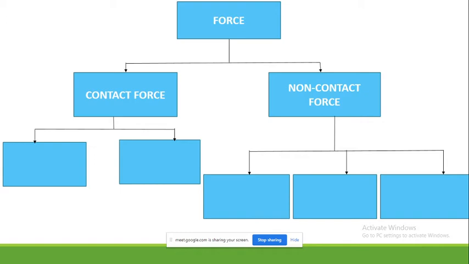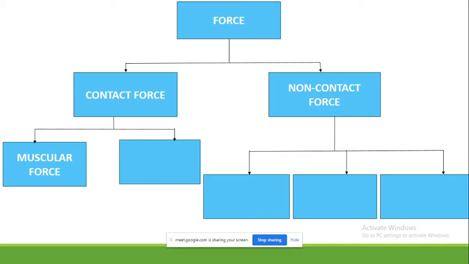Okay, Sudhir, can you answer me? Can you give me an example for a contact force? Okay, muscular force, correct, Sudhir? Okay, now another one for contact force. Try.